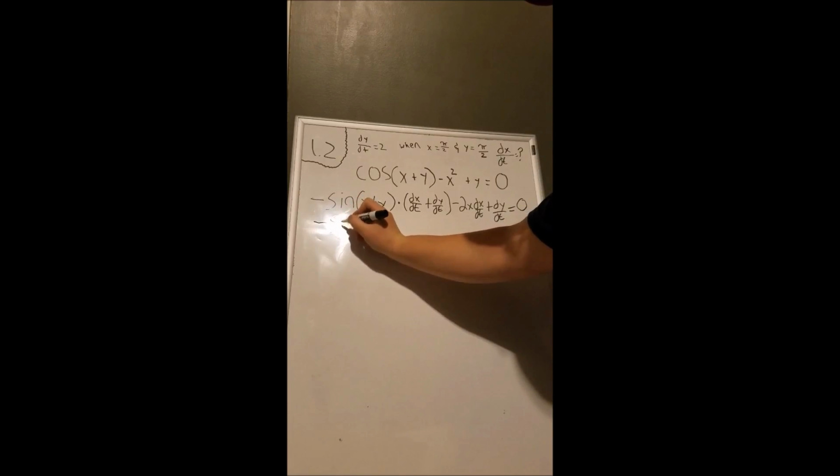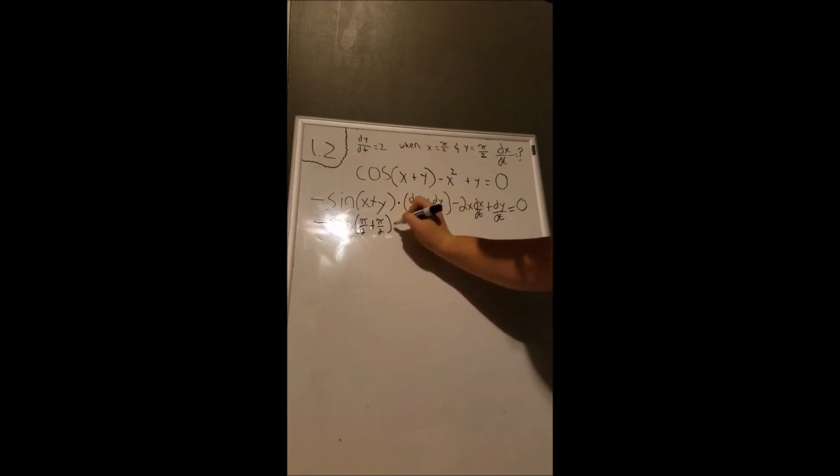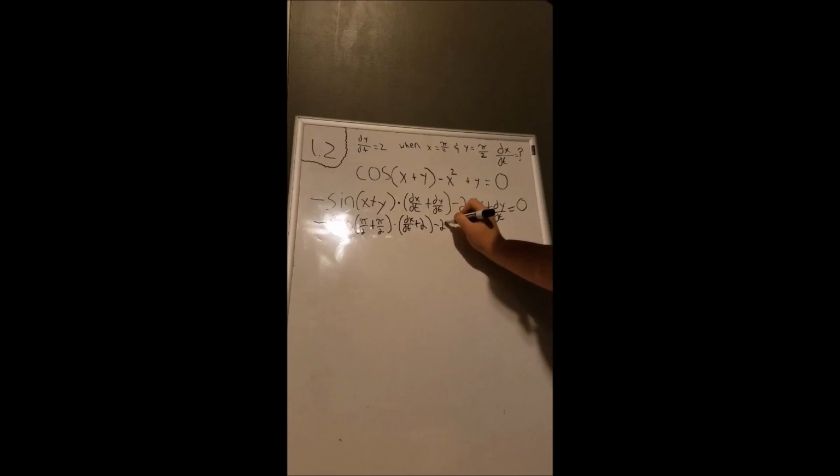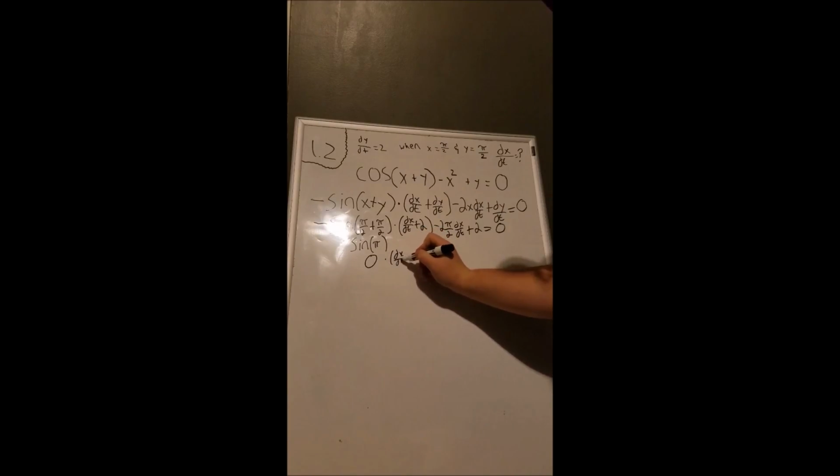Our next step is to substitute in all known variables. So we'll have negative sine of pi over 2 plus pi over 2 times dx dt plus 2, minus 2 times pi over 2 times dx dt plus 2 is equal to 0. Pi over 2 plus pi over 2 simplifies to pi, and the sine of pi is equal to 0. So we have 0 times dx dt plus 2, which is equal to 0. So we're left with negative 2 pi over 2, which simplifies to pi, dx dt plus 2 is equal to 0.